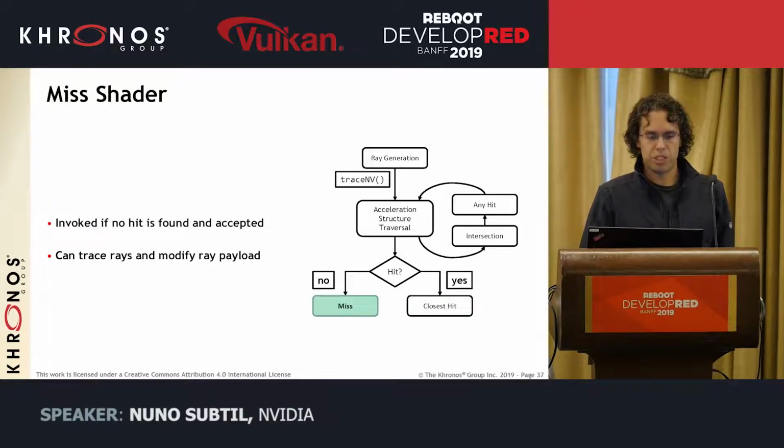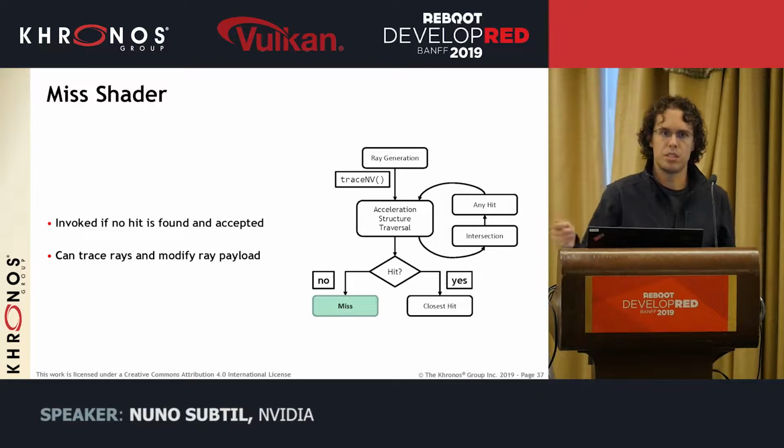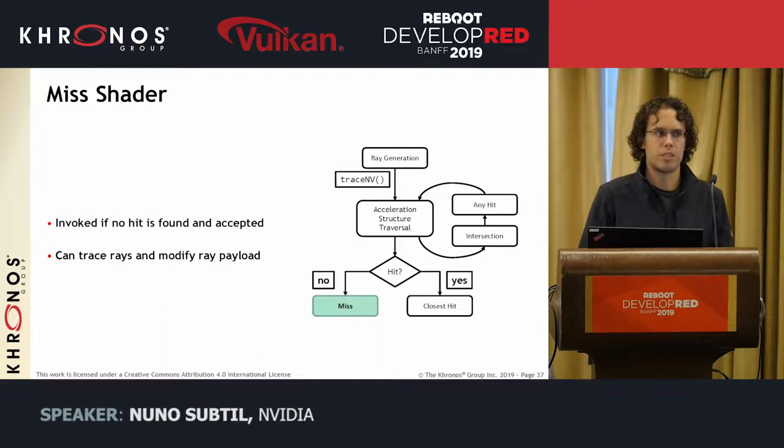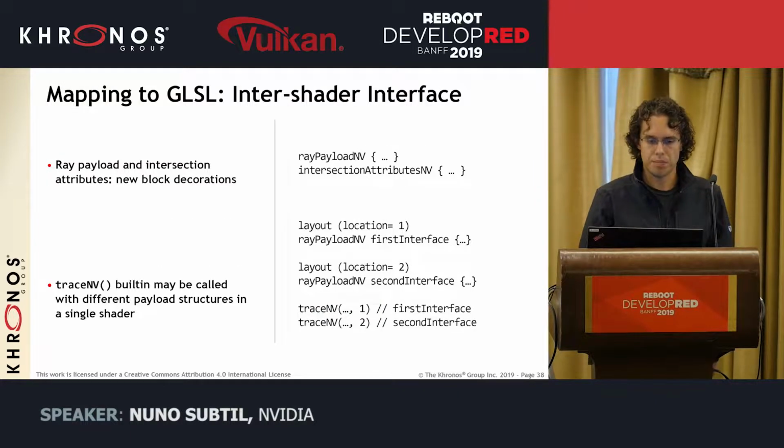And finally, we have the miss shader. So if there's no intersection found in the scene, or if your shaders reject all of the intersections, which you can also do, then the implementation will determine that there's no intersection to be found. So it will invoke a miss shader. This is where you can do stuff like draw your sky model or something like that, because your ray went past the scene and didn't hit anything. Similarly, miss shaders can trace rays and modify the payload as well.